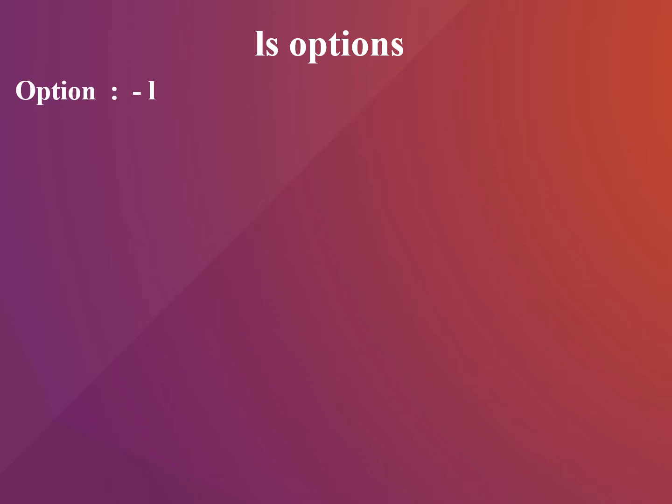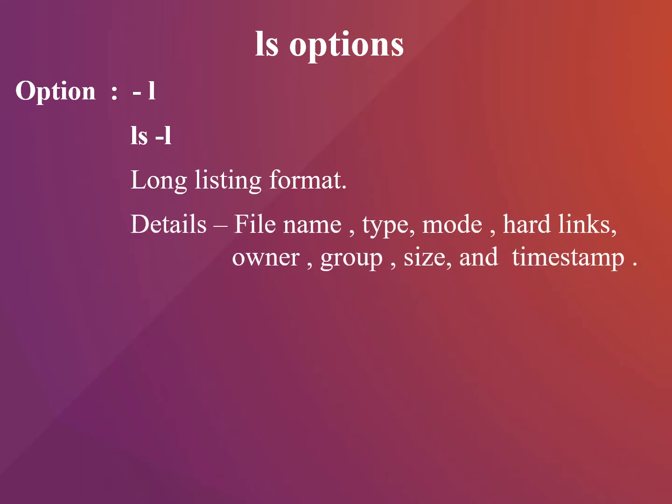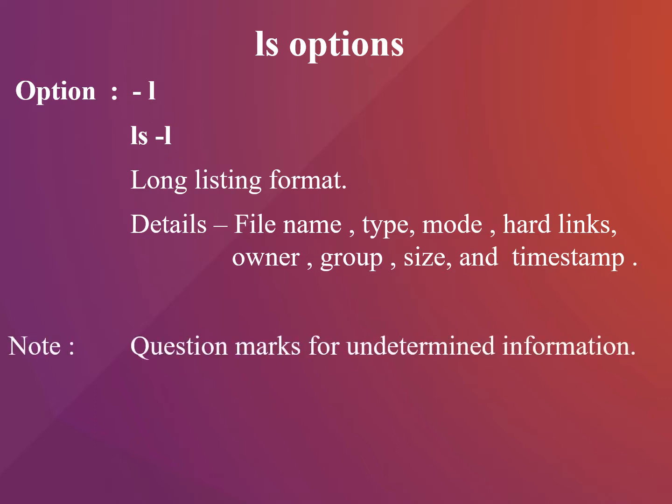One of the most commonly used options with the ls command is option L. It is ls -l. It is used for long listing format. In addition to the name of each file, it prints the file type, file mode bits, number of hard links, owner name, group name, size, and timestamp, which is normally the modification time. It prints question marks for information that cannot be determined. Normally file size is printed as a byte count, without punctuation, which can be changed by other options.